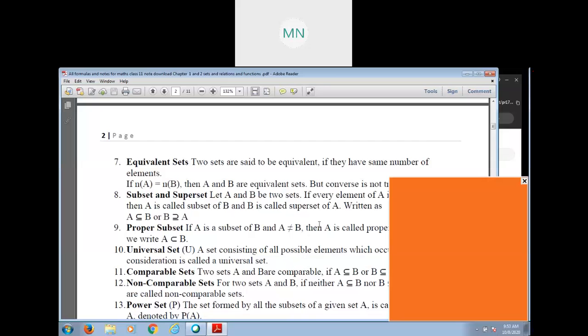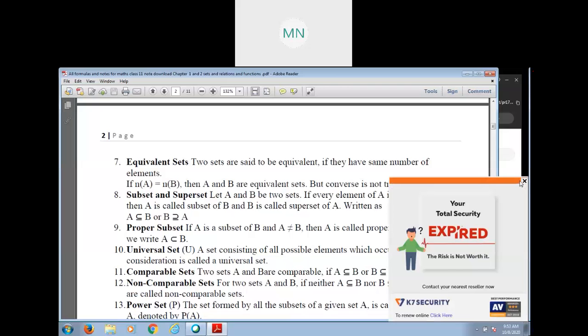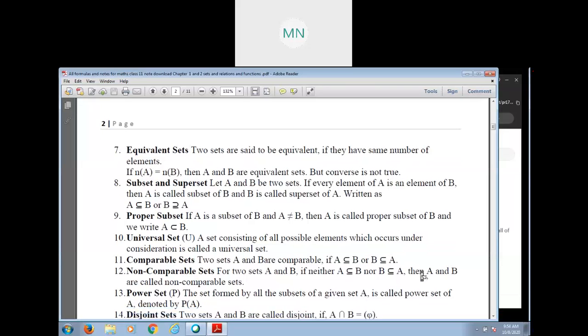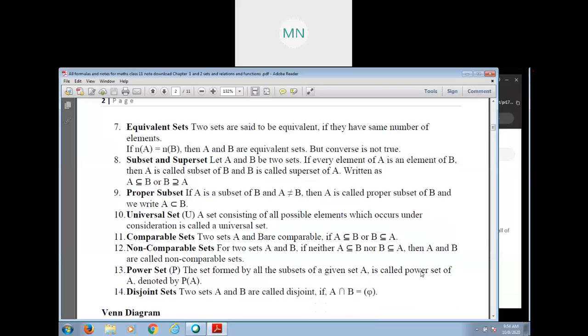And next is the power set. Power set is very important. Power set means what? It is a set, a collection of all subsets of A. Suppose we consider a set A, then the collection of all subsets of A is called the power set of A. In the power set of A, the original set and phi also come.